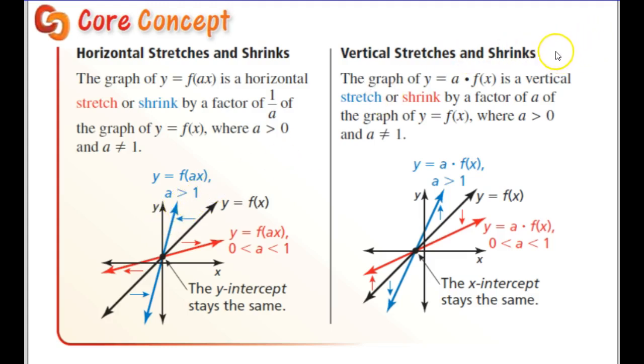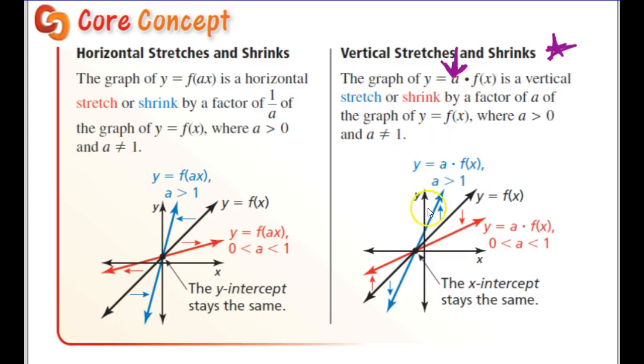And I really kind of want you to focus over here on our vertical stretches and shrinks. This is what we're really going to be using a lot. So again, vertically means up and down. Do you see again how my A value is not inside my parentheses, it's out front. And that's the big important part. That tells me it's a vertical.